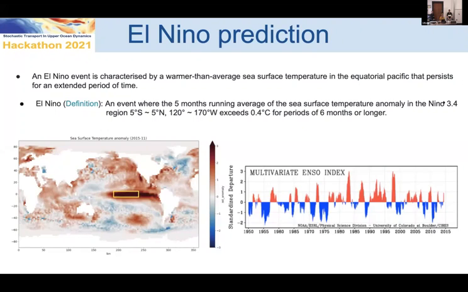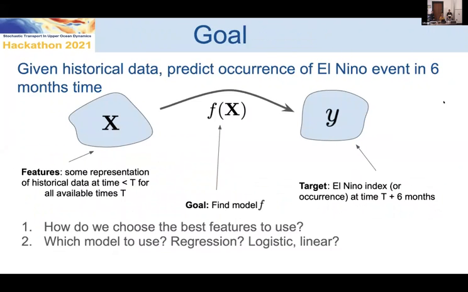So our task was to try and predict the occurrence of an El Nino event in 6 months' time, given historical data. So our problem setup looks like this, where we had some data, some features. And for us, that was a representation of historical data at times less than t, for all available times t. And then the target we were trying to get to was this El Nino index, or alternatively, the occurrence, so a discrete target, at the time t plus 6 months. And then the idea is you can find this model F that maps between the two.